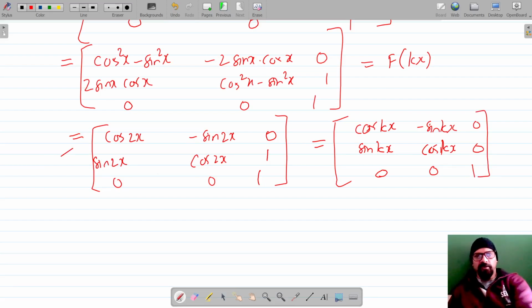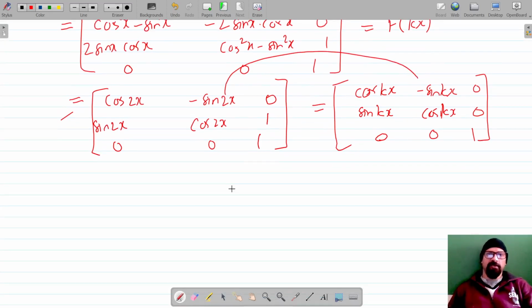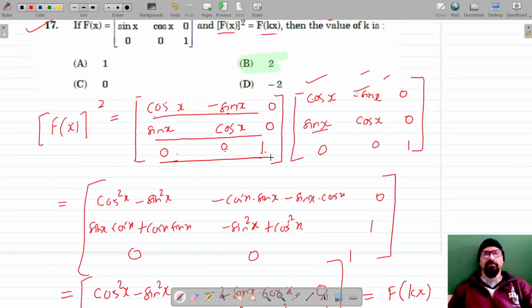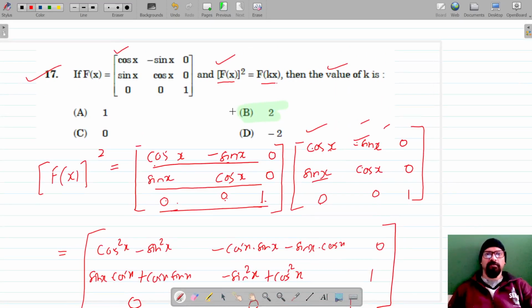So let's equate the corresponding elements and find the value of k. I can equate any of these. So because these two matrices are equal, let me equate this element: negative of sin 2x is equal to negative of sin kx. The negatives get cancelled, and we get 2x is equal to kx. The x's get cancelled, and finally our value for k is 2. So the value of k is 2. So B is the correct option.